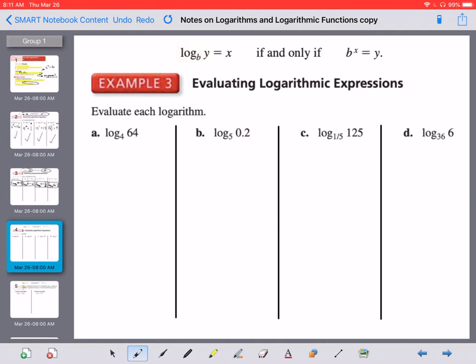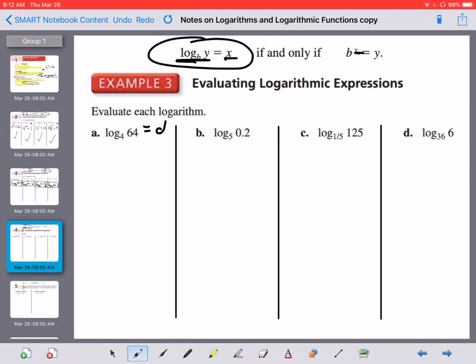So let's actually calculate what these logs equal. Now, every single one of these is written like that. And basically what we want to do is find x, which remember, x is the exponent. So basically we're looking for the exponent. So you know what, let's make all of these look more like this right here, and let's go ahead and give them letters.